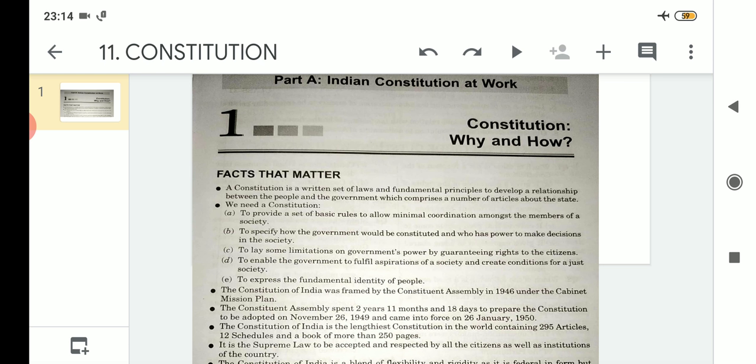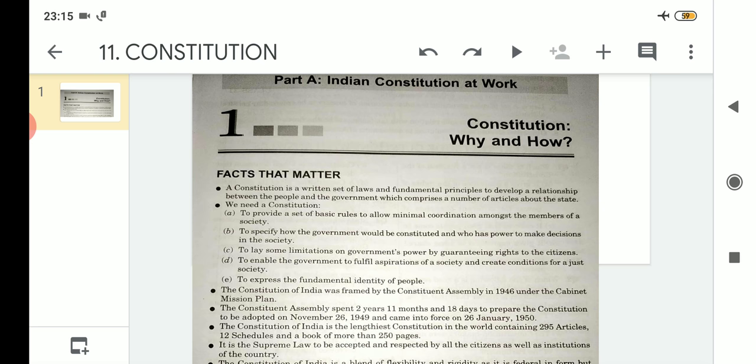So with this I will wind up today's topic related to chapter number 1 of part A, that is Constitution. In the next class we will continue from the other points related to this chapter.